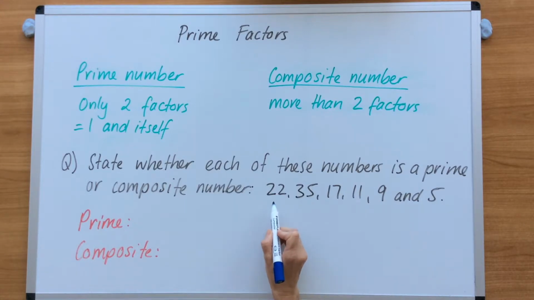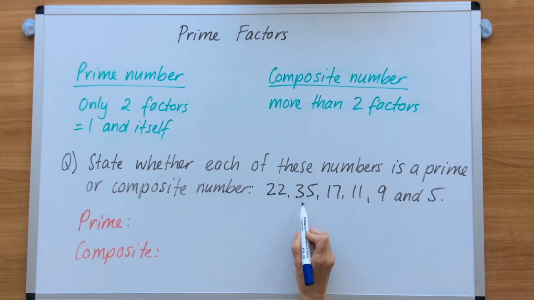So 22. Now you can have 1 times 22 or 2 times 11. That can't be a prime number because it's got more than 2 factors. That's definitely not a prime number. 35 is just like 22. You can have 1 times 35, but I also know that 7 times 5 is 35, so it has more than 2 factors, so it can't be prime.